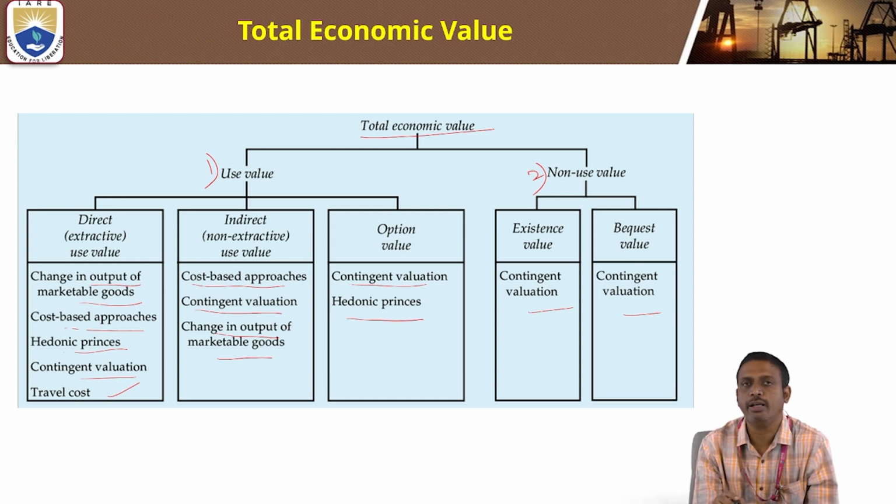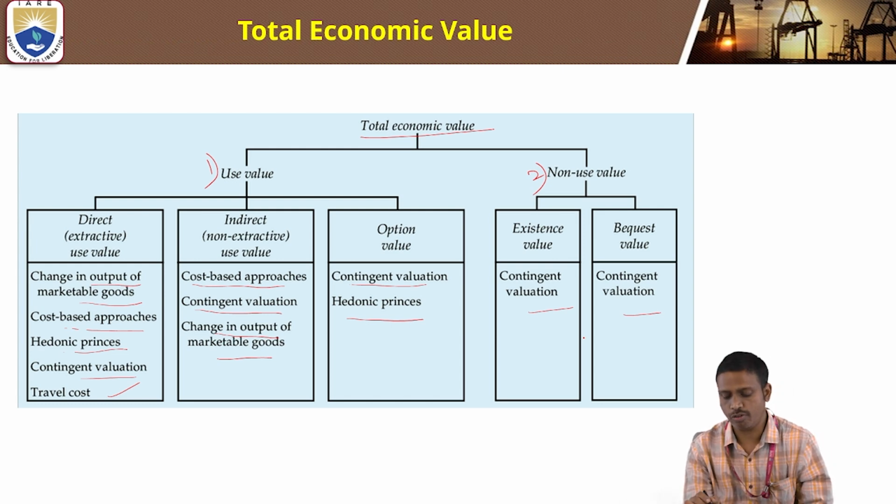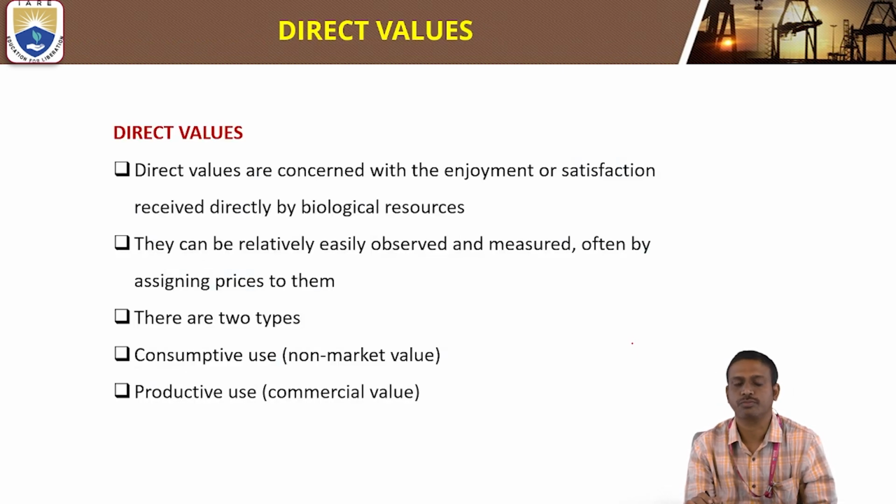Total economic value is again divided into two types: use value and non-use value. In the use value, there are direct use value, indirect use value, and option value. In the non-use value, there are existence value and bequest value. In the existence and bequest value, the method is contingent valuation.